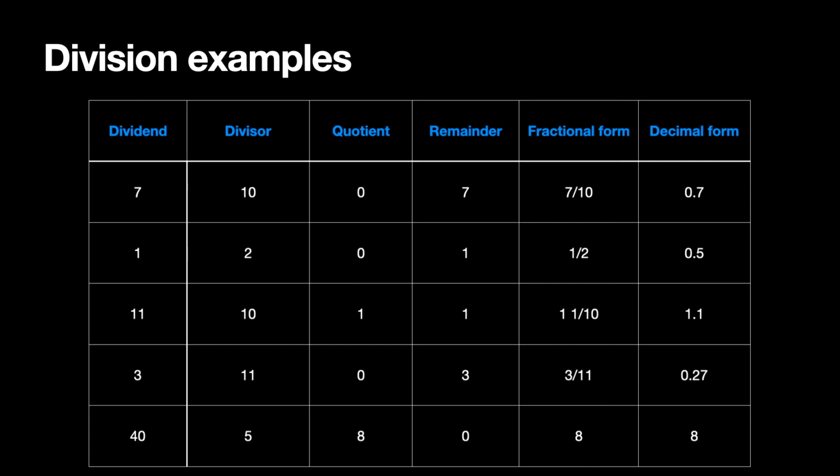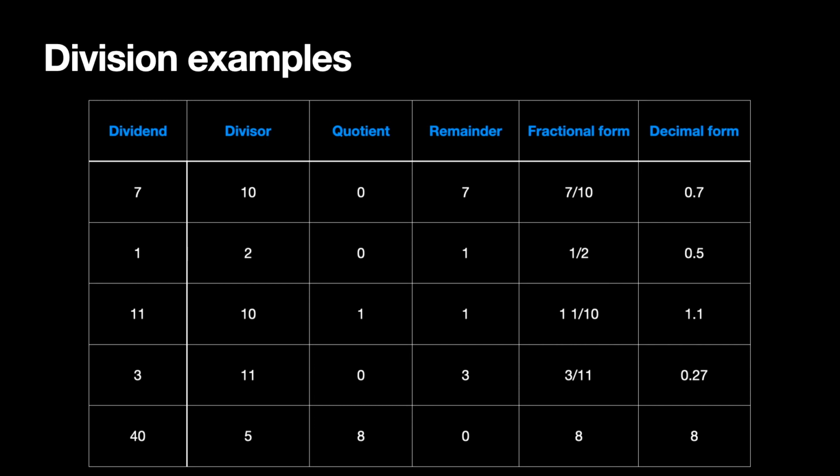So when we divide 7 by 10, we get the quotient as 0. Now it is important to understand why we say the quotient is 0. It's 0 because the dividend is smaller than the divisor. 10 cannot divide 7, and the remainder we get is same as the dividend, that is 7. We can write this division in the fractional form as 7 by 10 and the decimal form as 0.7.